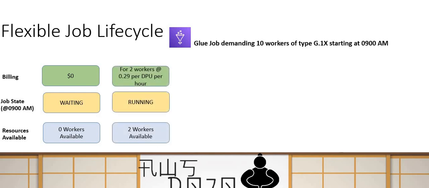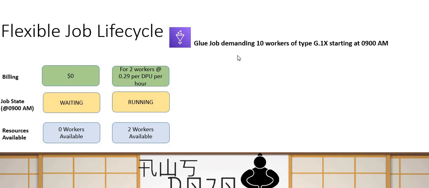Suppose the job keeps asking for resources because it doesn't want to live in the waiting state. It wants to go to the running state. So it will keep asking for spare capacity to be made available to it. Suppose after some time, two workers become available. Then the job will change its state to running because it has got two workers, and the billing for the job will start, which at this point, since only two workers are available, will be for two workers at the rate of $0.29.